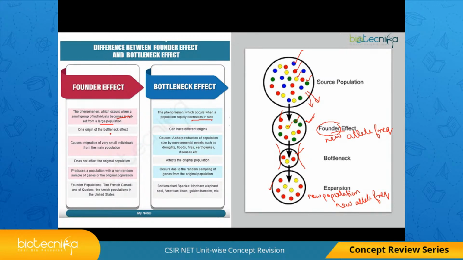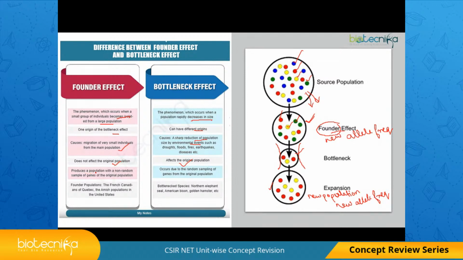So founder effect can be one origin for the bottleneck effect. Bottleneck effect can have different origins. All right. As I told you, any kind of natural calamity. So migration of very small individuals from the main population can be one of the causes of founder effect. Whereas a sharp reduction in the population because of environmental events is your bottleneck effect cause. Founder effect does not affect the original population, but bottleneck definitely affects the original population. Okay, the entire composition of that original population changes.